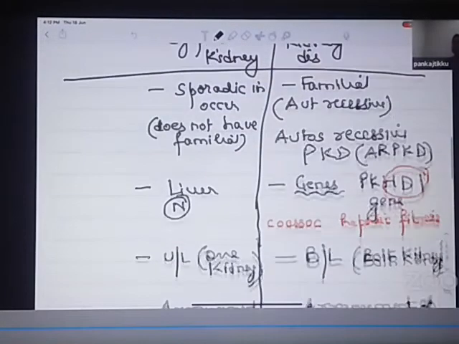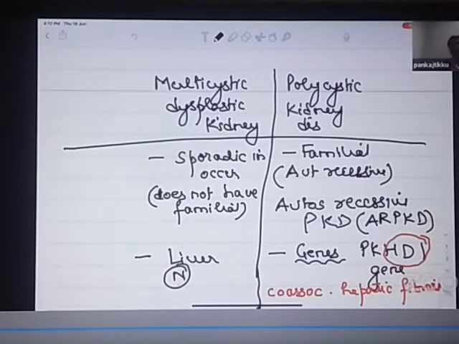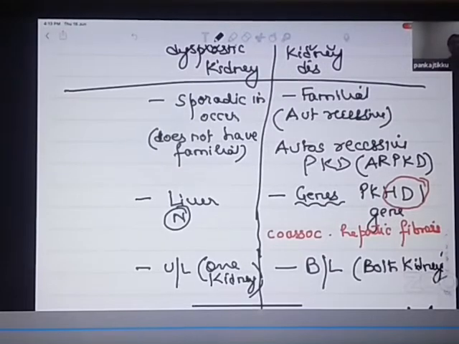That is why we call it a bunch of grapes appearance. So both of them are cystic kidney diseases, but there are some differences. Multicystic dysplastic kidney is usually sporadic. Sporadic means it does not run in families. Polycystic kidney disease is usually familial, and which type of familial? It is usually autosomal recessive. The gene involved in polycystic kidney disease of children is the PKHD1 gene. PK stands for polycystic kidney, HD stands for hepatic dysfunction. So the liver usually is involved in these cases, liver fibrosis. But in the case of a multicystic dysplastic kidney, the liver usually is normal.